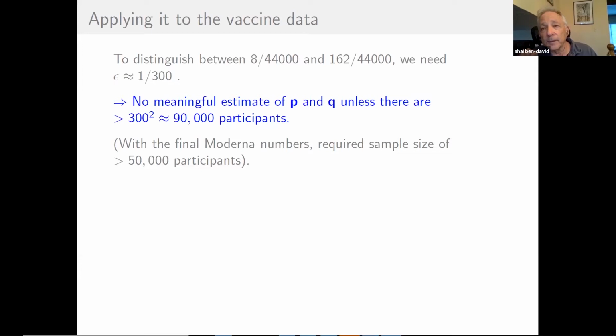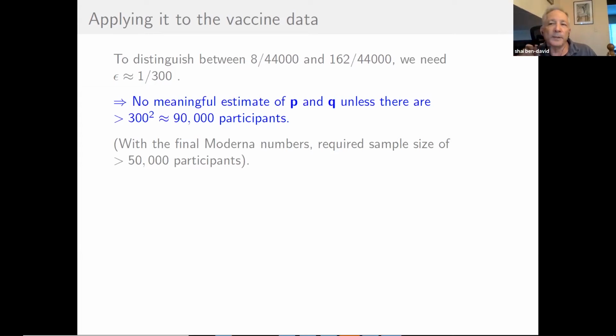If we substitute the numbers that we have from those experiments, we want to distinguish between 8 vaccinated people that got sick from the 44,000, and 162 people, I'm talking about the Pfizer experiment, 162 of the 44,000 that got sick without the vaccine. So our estimate for P is this, our estimate for Q is this. The question is, is this empirical gap significant? So we want to have our test such that epsilon, the reliability, will be less than the difference between these two. Now, the difference between these two numbers is roughly 1 over 300.